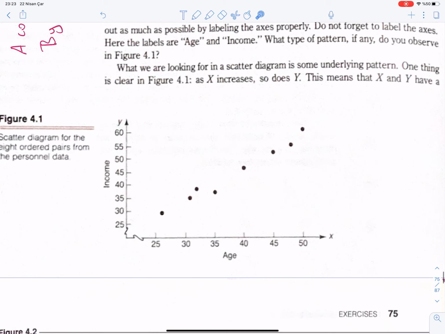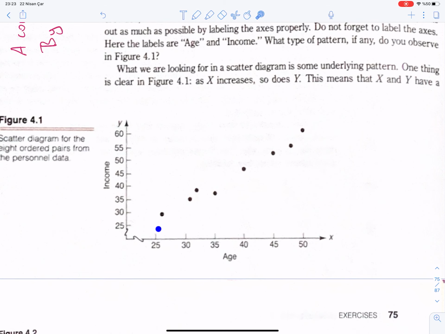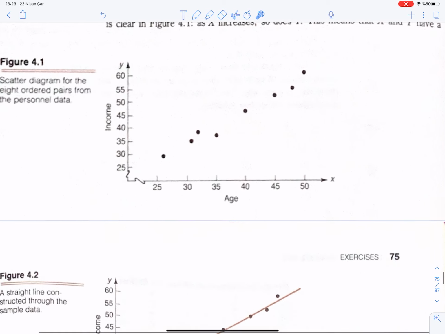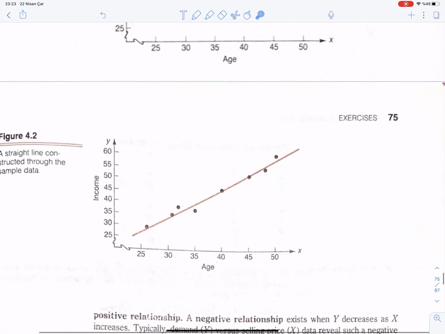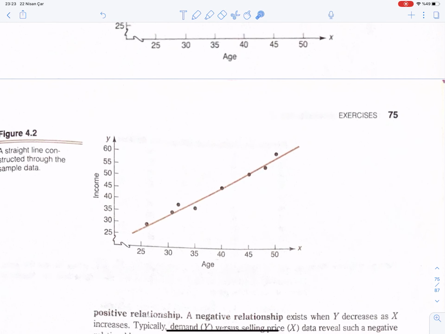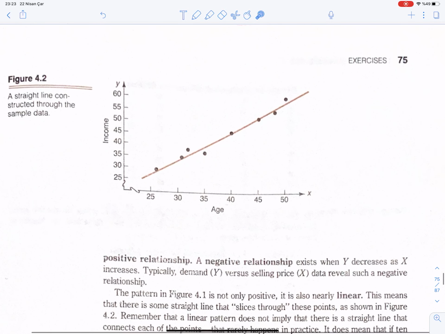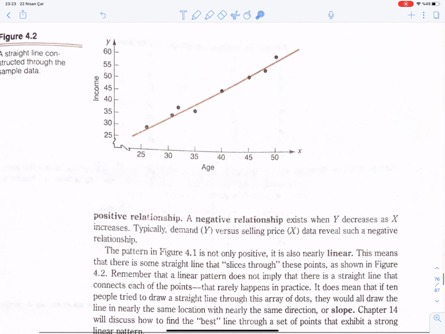So it clearly tells you that as the age is increasing, the income is also increasing. The dots are scattered around a straight increasing line. There is an increment, clearly. So you can draw a line for this. The best fitted line could be that one. So there will be a positive correlation.